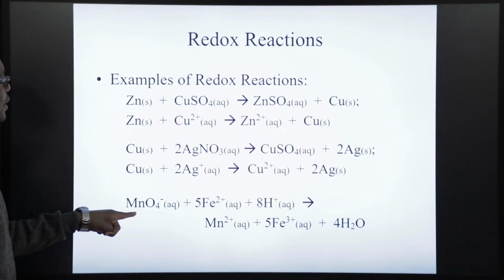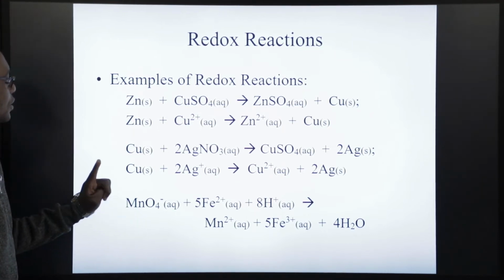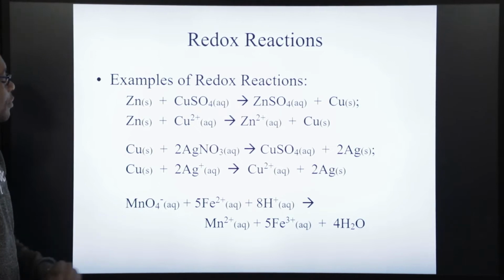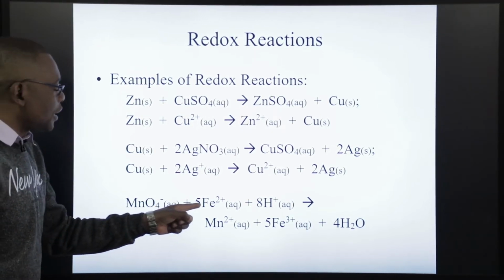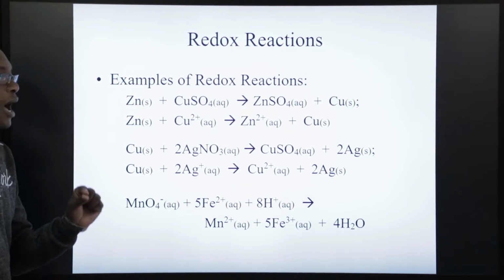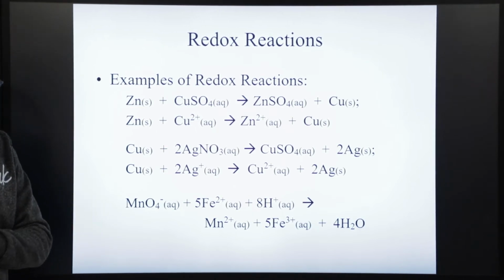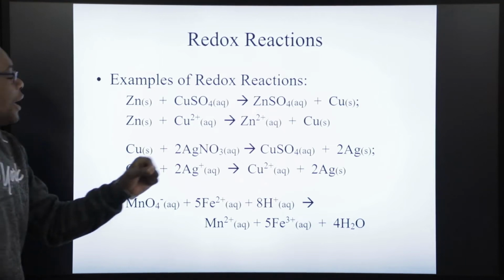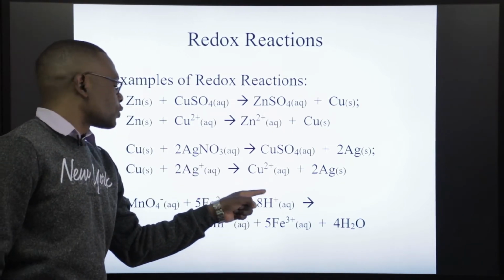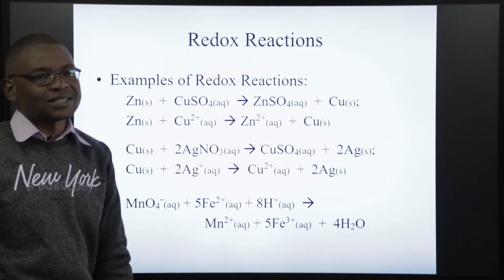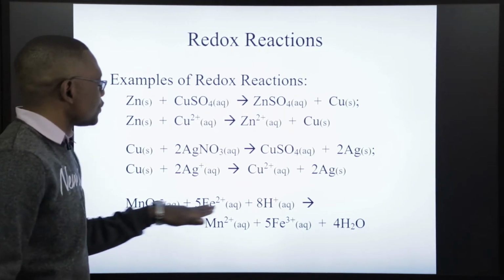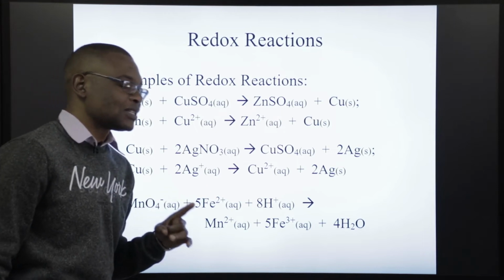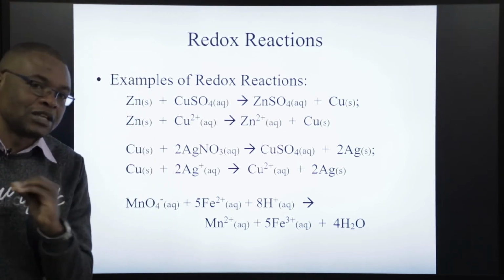So you'll see that this is the manganate ion, and we've got 5 iron 2+ ions. And the interesting thing here, we've got the H+. What does the H+ automatically tell you? It tells you that this reaction takes place in an acidic medium.